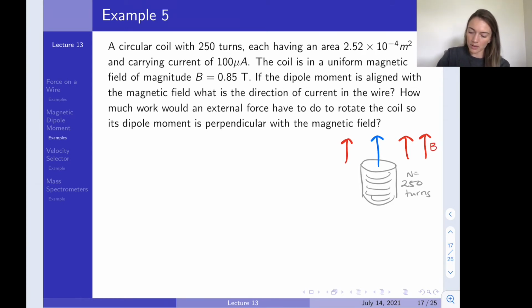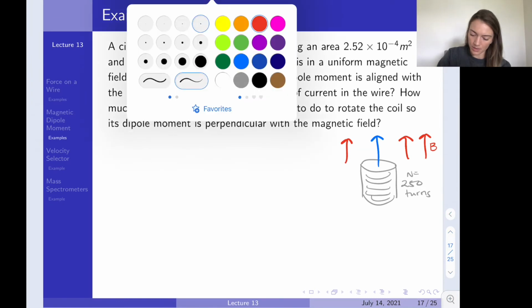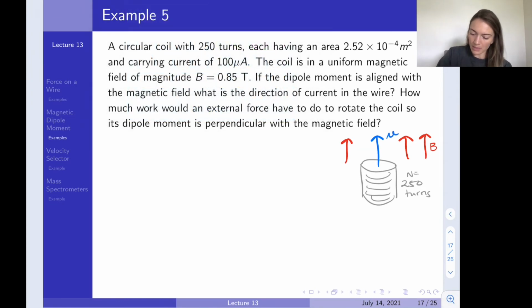If our magnetic moment here, so this is mu, is in the same direction as the magnetic field, with our thumb pointing up in the direction of the magnetic moment, our fingers curl around this way. So that means our current would be going this way: it comes out of the page here, loops around, and then goes into the page over there. So this is the direction of our current.